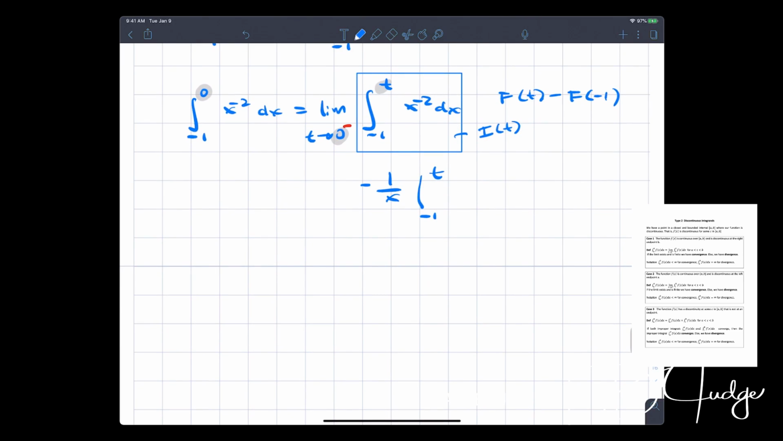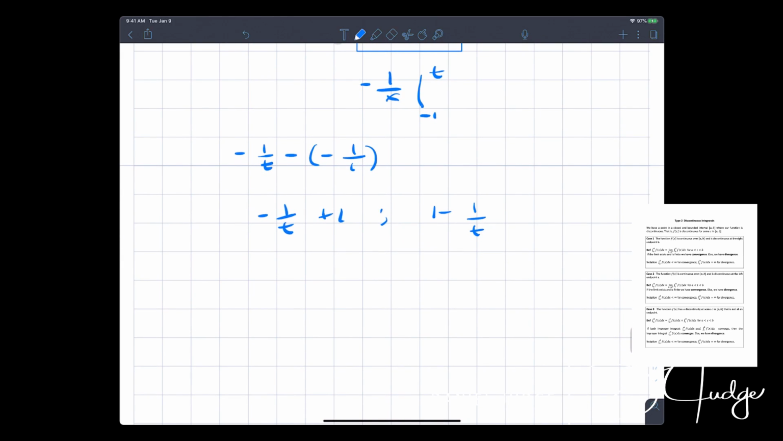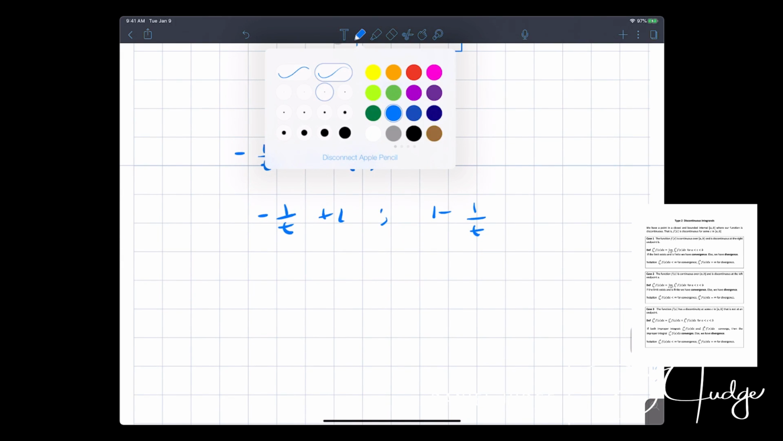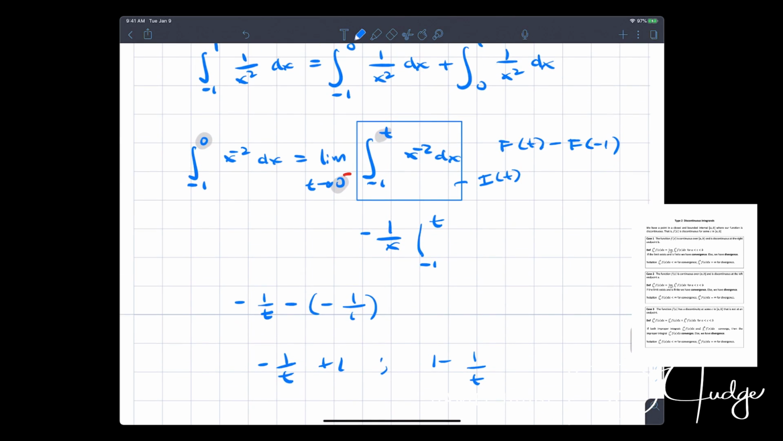All right. Minus 1 over t minus negative 1 over 1, which gives you negative 1 over t plus 1, or 1 minus 1 over t. So now I take the limit here. And the limit here is t going to 0 from the left.